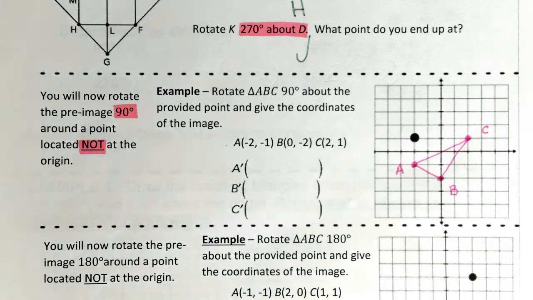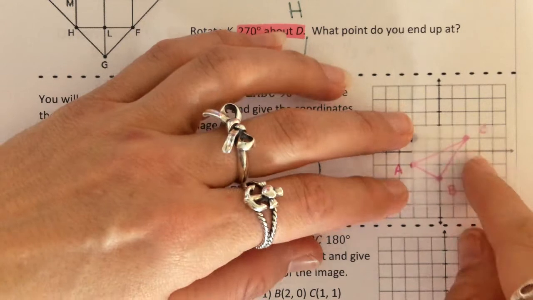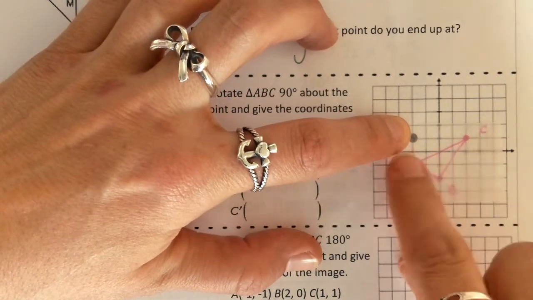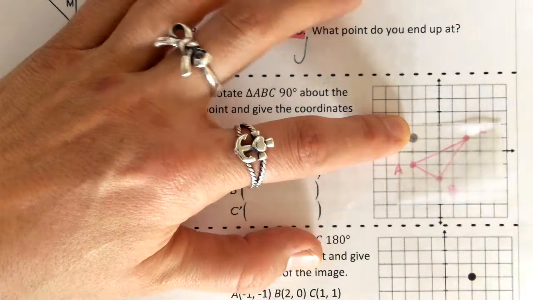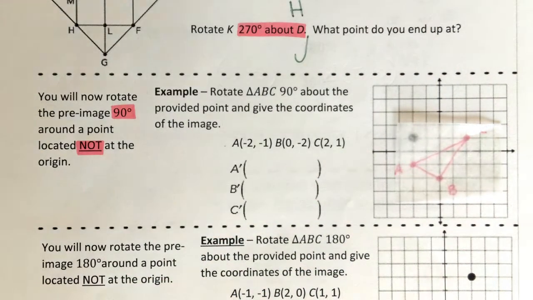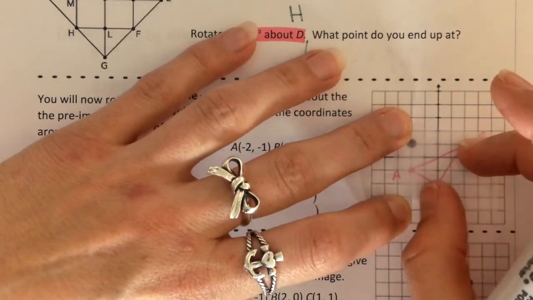Okay? So we're going to go ahead and take this small piece of patty paper. Remember, all that's important is the fact that we have the point of rotation and all points on the pre-image on here. So just like we did before, we're going to take the point of rotation and hold it very, very still in place.